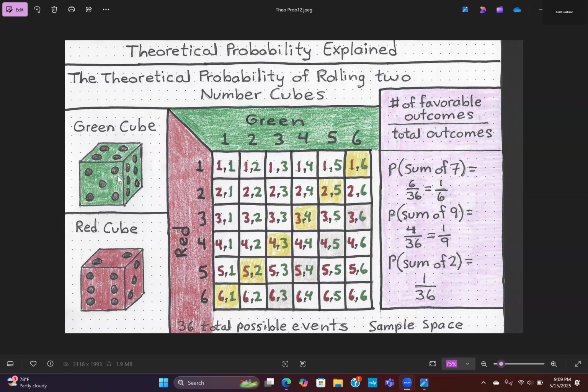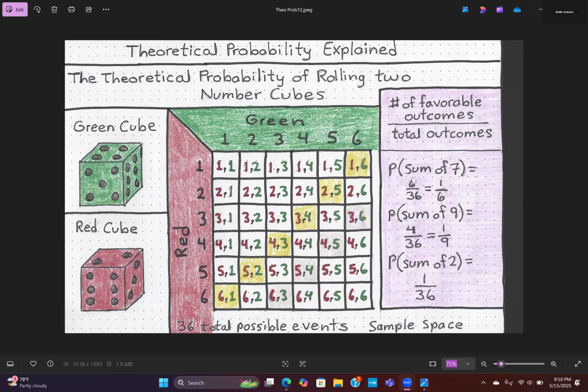And if we, let's say, roll these two number cubes together, keeping in mind that each roll of one number cube is independent of the other, meaning that the roll of the green number cube will not affect the outcome of the roll of the red number cube, and vice versa. And so when we roll these two together, it's going to come up with 36 possible events or 36 possible outcomes. And we're going to show you how that works by looking at it this way.